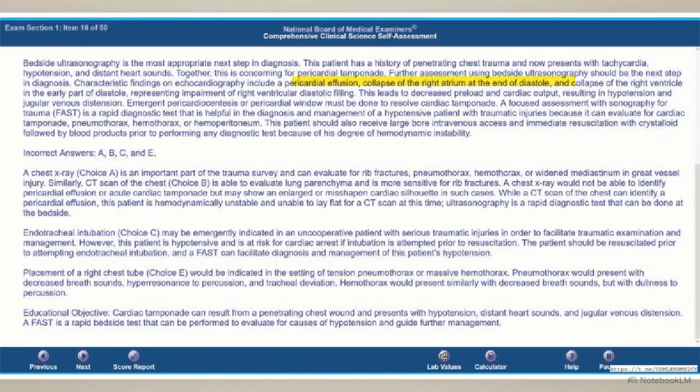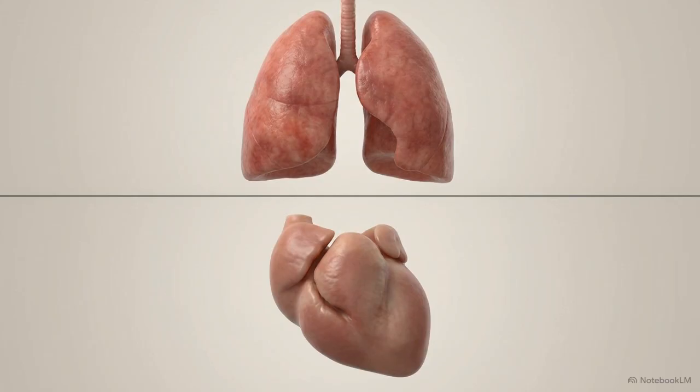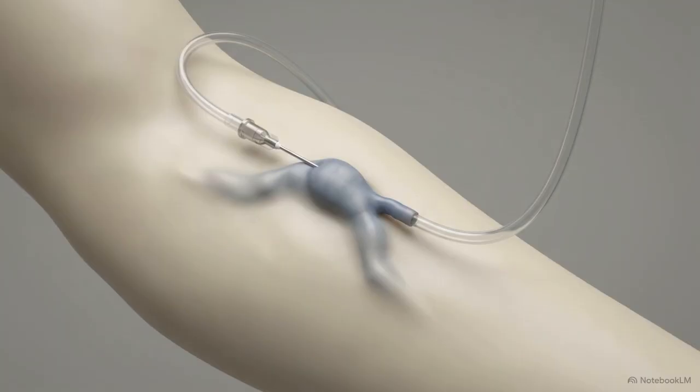As this explanation text notes, bedside ultrasonography confirms the right atrial and ventricular collapse. Therefore, the immediate next step is rapid fluid resuscitation with crystalloids to increase preload before needle drainage. When the lungs are clear but the right heart is failing, hydrostatic pressure is the only way to buy time.